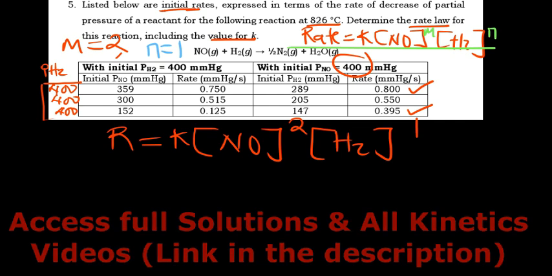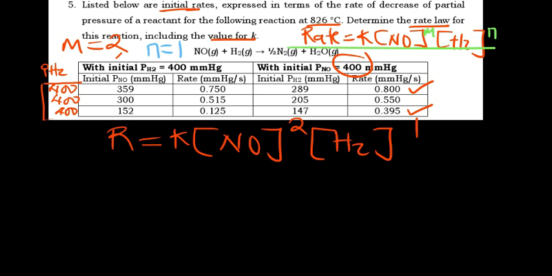Now we have to find the value of k. Usually in this kind of question, I want you to find the value of k for every point, every experiment. What do I mean by that? Look at the first line there, plug in the values you have, and find the value of k.